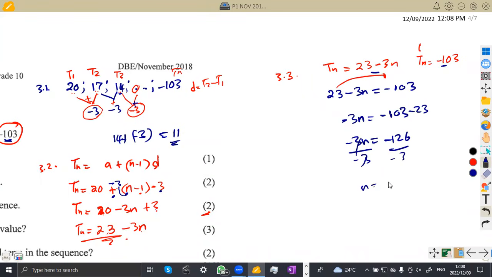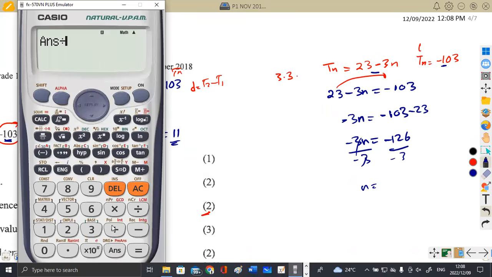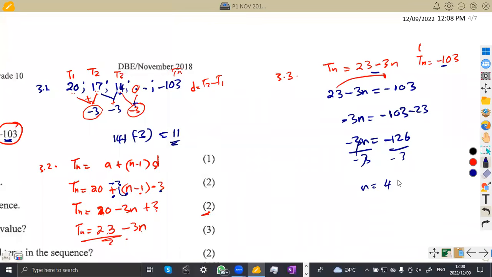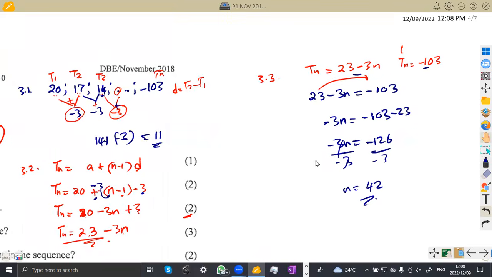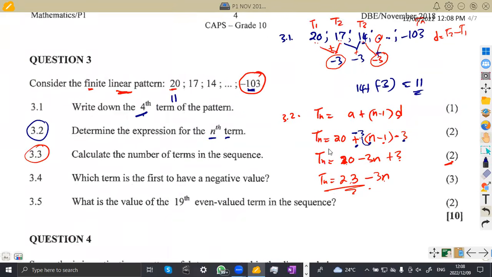All right, so that's n is equivalent to -126, the one that we already have here, divided by -3, that is 42. So which means we've got 42 terms in this sequence that we are given in this linear pattern. There are 42 terms. All right, so that is what we had. On 3.4, we are now given which term is the first to have a negative value.